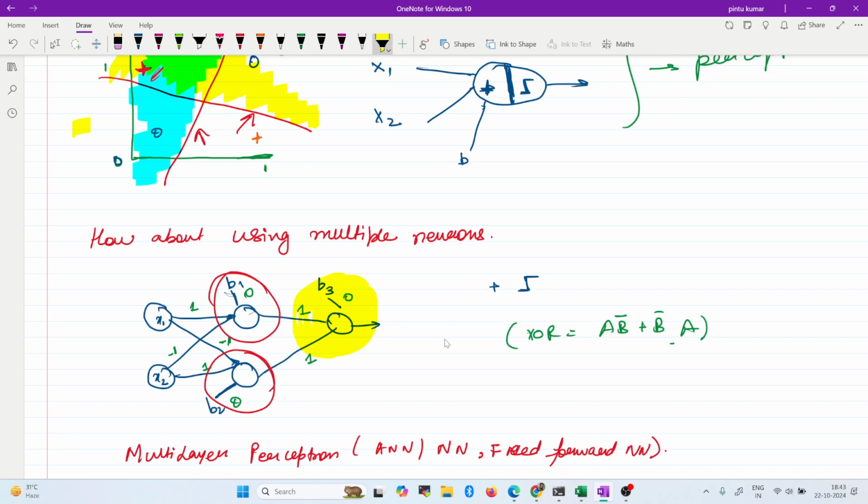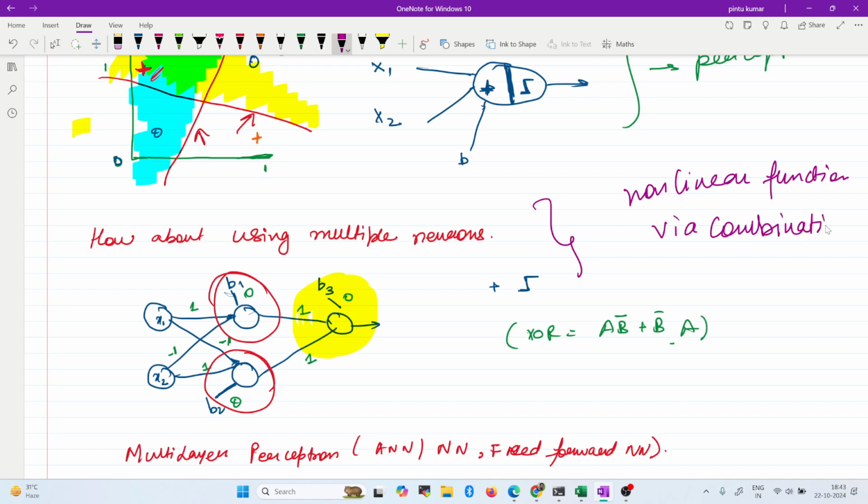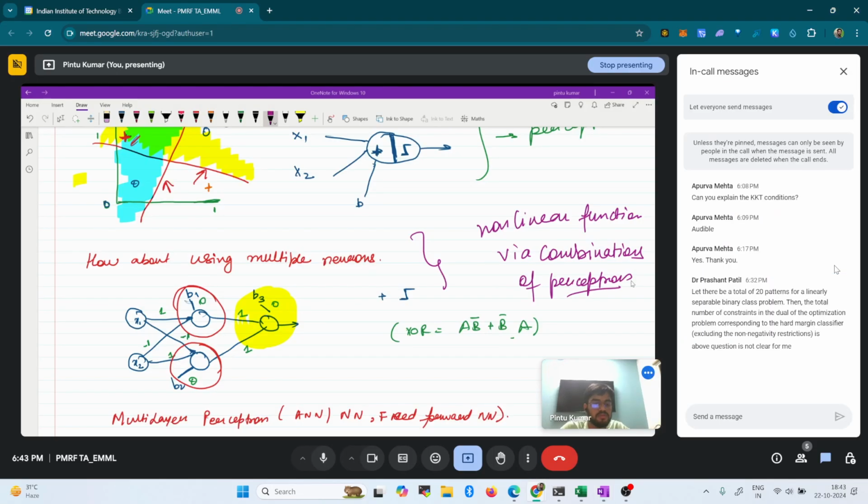So the way to handle these nonlinear functions is via combinations of perceptrons. You should not just look at one perceptron, but combinations of perceptrons.